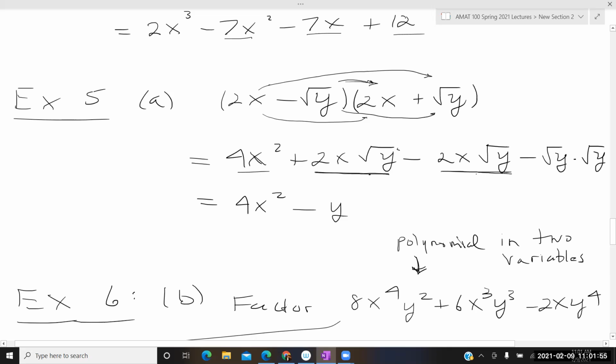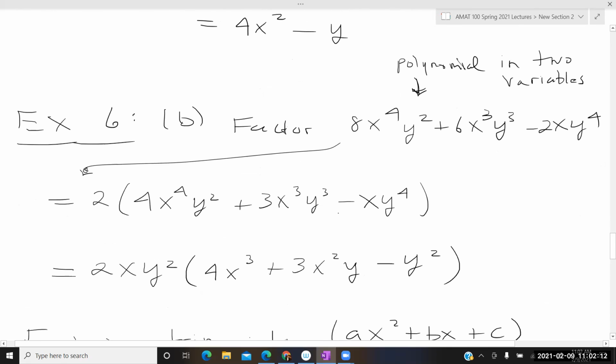But if you did traditional FOILing, it would have scrambled up all the terms, and you'd have to rearrange them. But this clearly shows you that these middle terms cancel, and then the square root of y times the square root of y just gives you y. So now we're going to look at factoring.